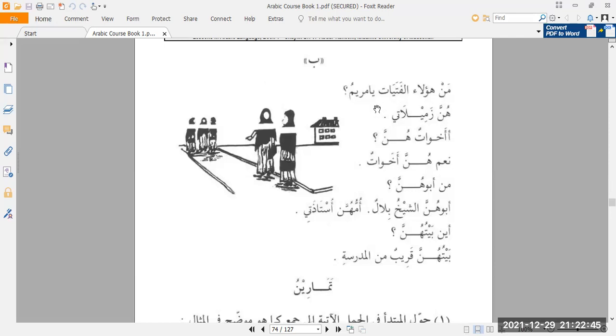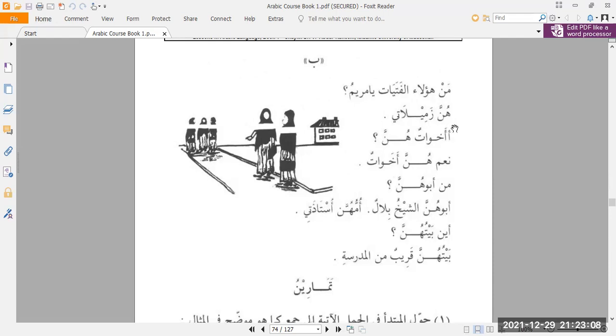So, man ha'ula'il fatayatu ya Maryamu. Who are these young girls, O Maryam? As you know, female names never have tanween, but also the ya, the harf nida as it's called, prevents the word from having a tanween. So ya Khalidu, ya Muhammadu, etc., as we had done before.